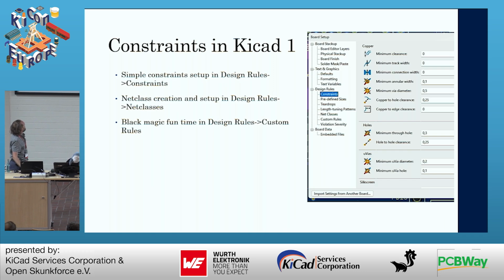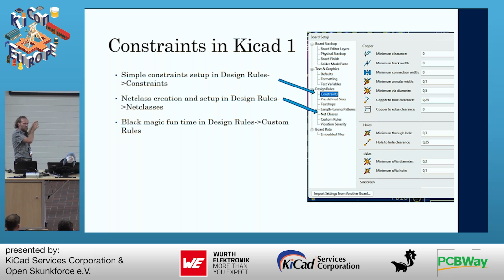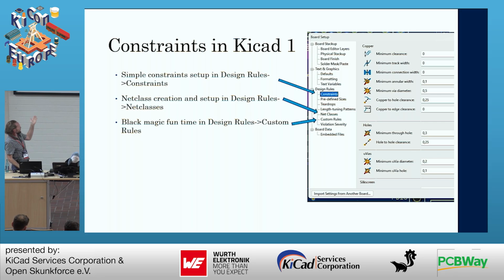As I mentioned, you can enter the board setup, you can type constraints, and you'll have a set of constraints. These are typically related to the manufacturing. You can click on the net classes, and there you can create some net classes, and create global clearances for those net classes. Everything's good, but that's going to be like the largest common denominator, the large net class that would cover everything. And then if you want the black magic fun time, you'll have to go into the custom rules and create something that is unique for what you're trying to do. And this is what we're trying to set up here.